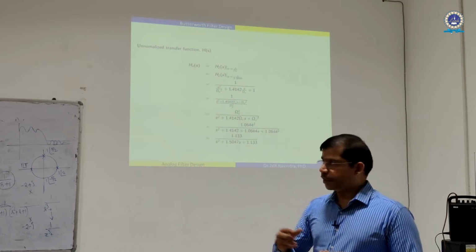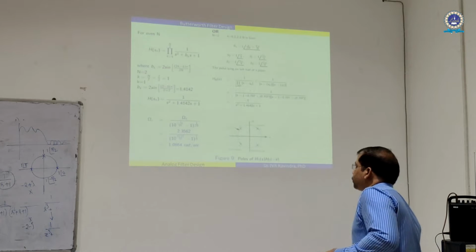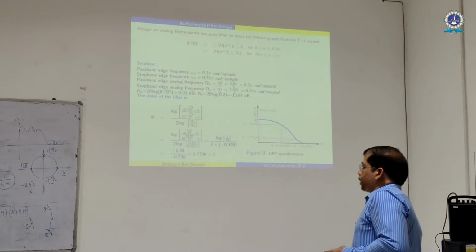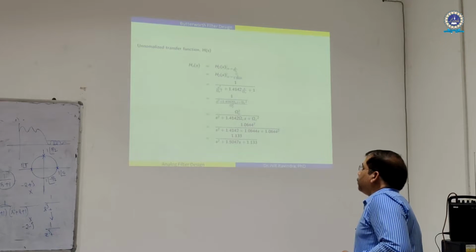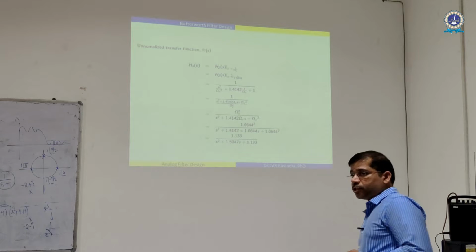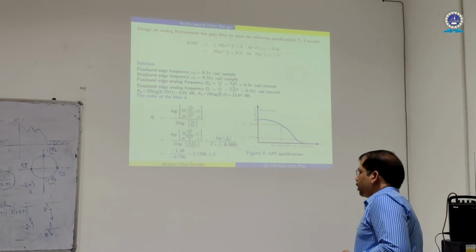Right? So you look at this equation. Just understand this point. This is the critical part. That means why I am transforming like this: s turns to s by omega c. That's what we need to understand. So look at this particular data.